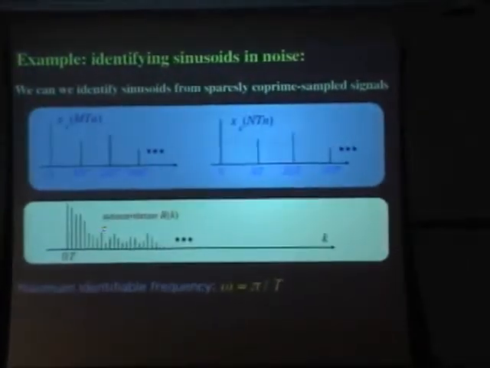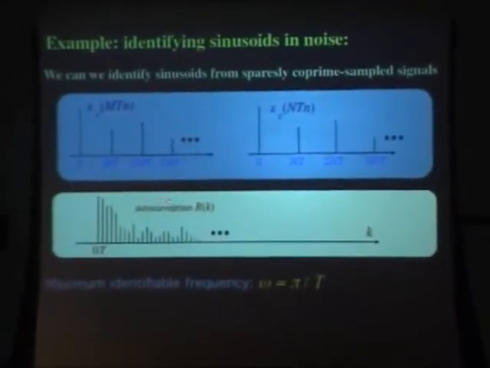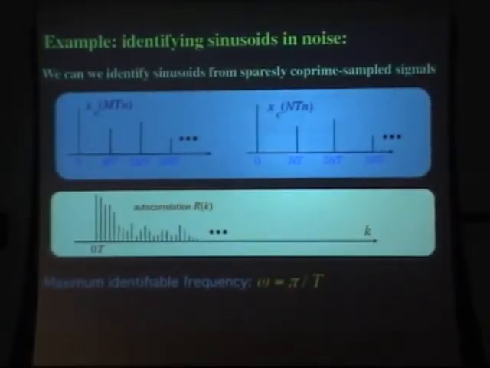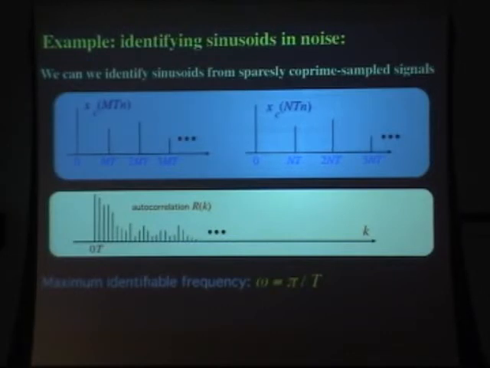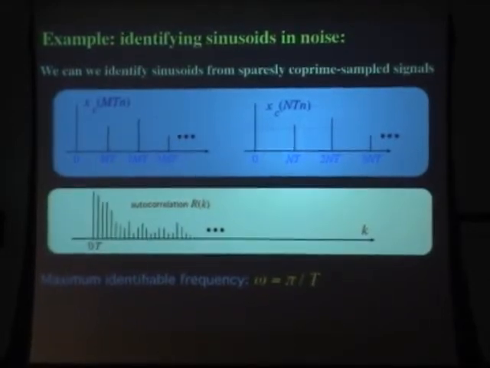Still, because you can compute this at Nyquist rate, you can indeed identify frequencies up to that rate. So this is the basic idea, so someone you were asking, right? This is the basic idea of how you can identify sinusoids, even though they are very sparsely sampled.